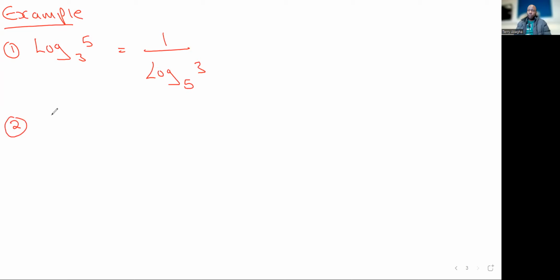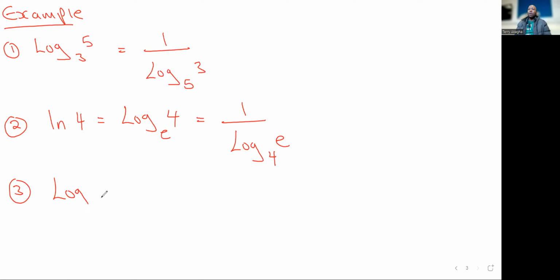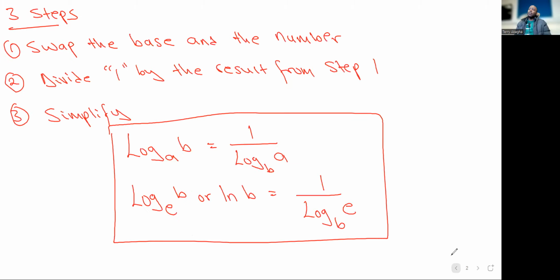Another one again, we have ln 4. Now ln 4 is the same thing as saying log of 4 to base E, and then you can now say it is 1 over log of E to base 4. Number 3, we have log of 7 to base 2, and I want to convert this. It's going to be 1 over log of 2 to base what? 7. And that is the answer for that. All right. So that is that. It's very important you have that in mind.